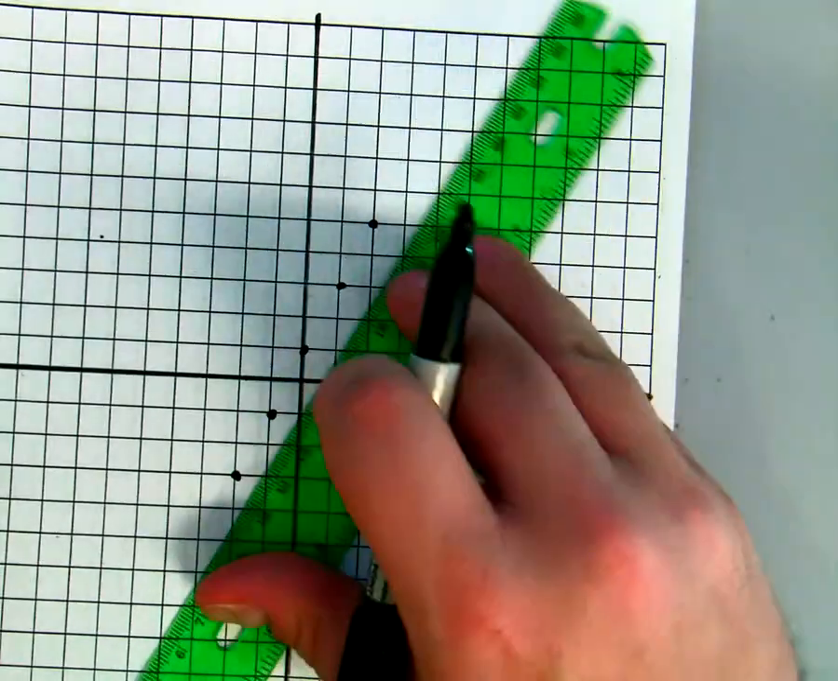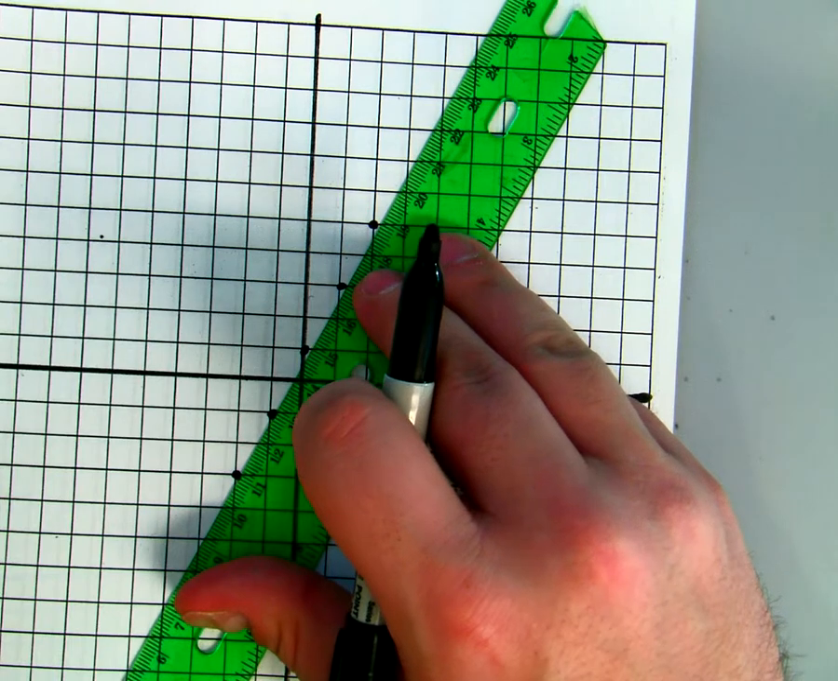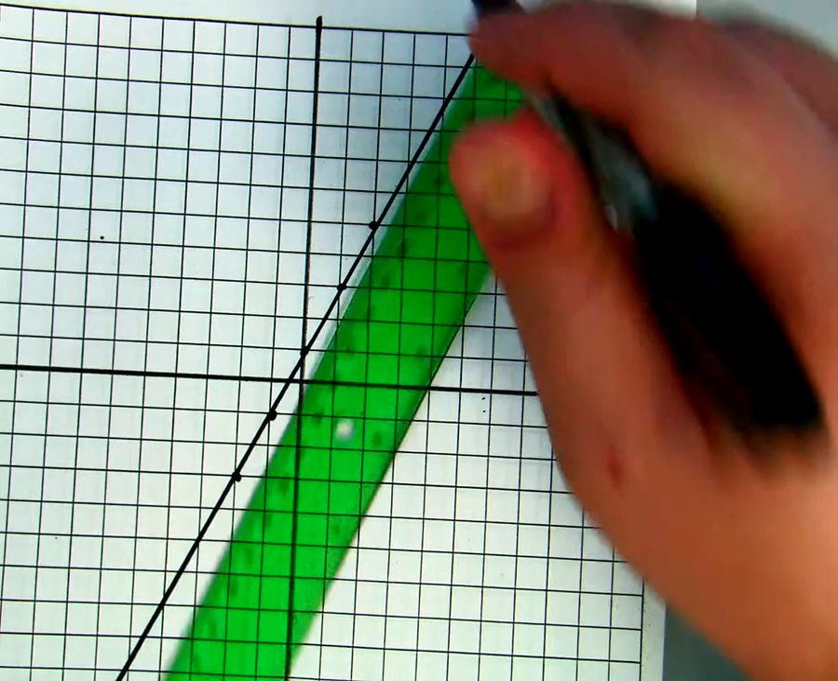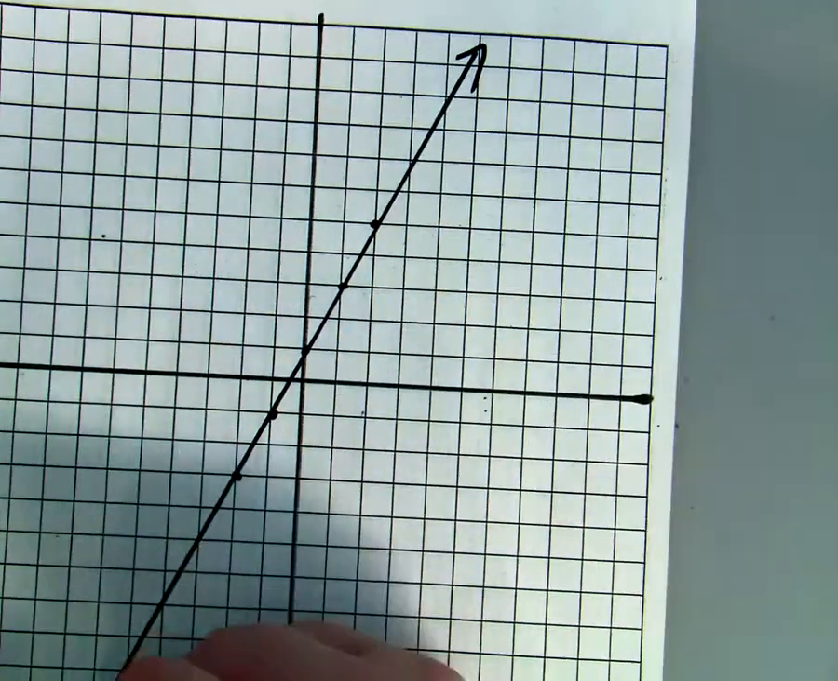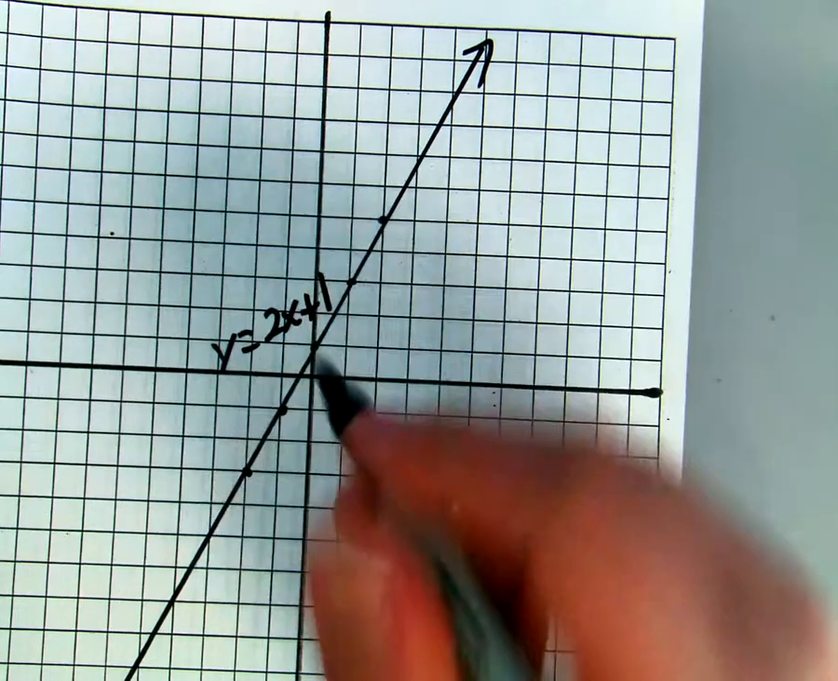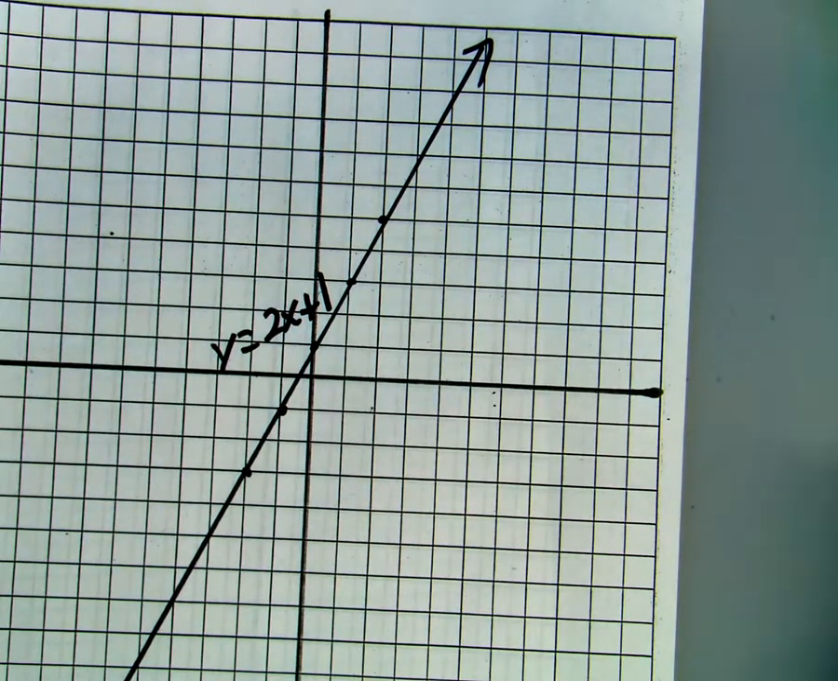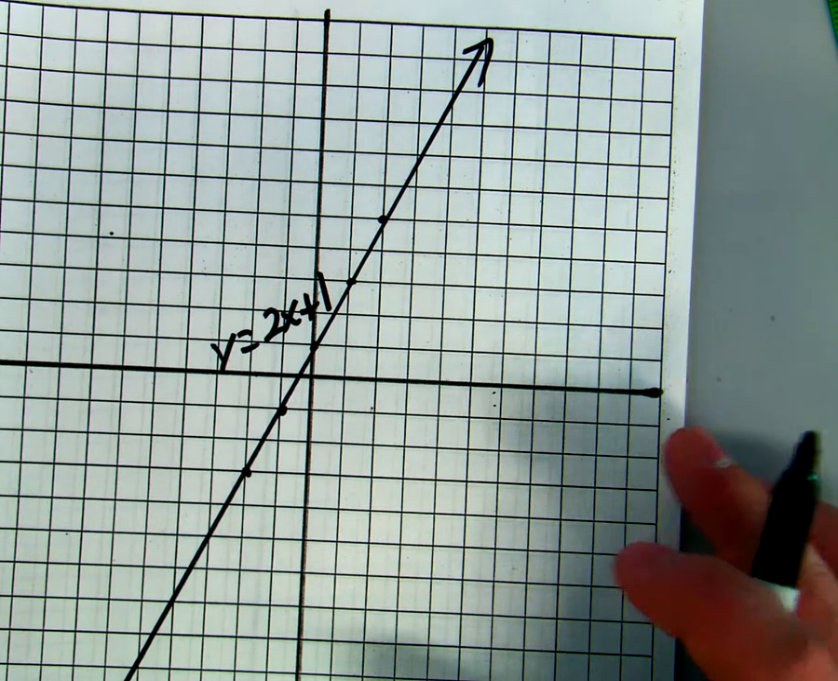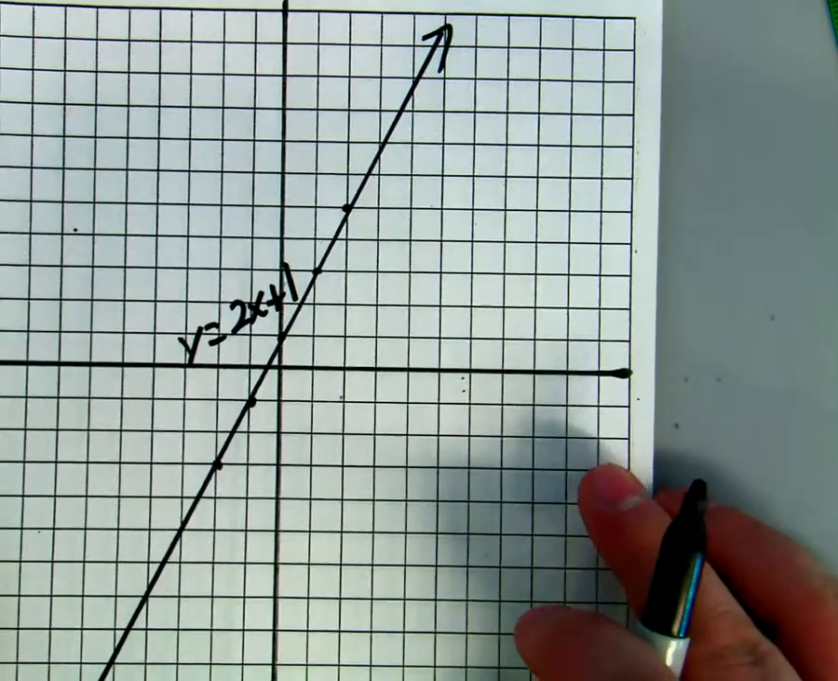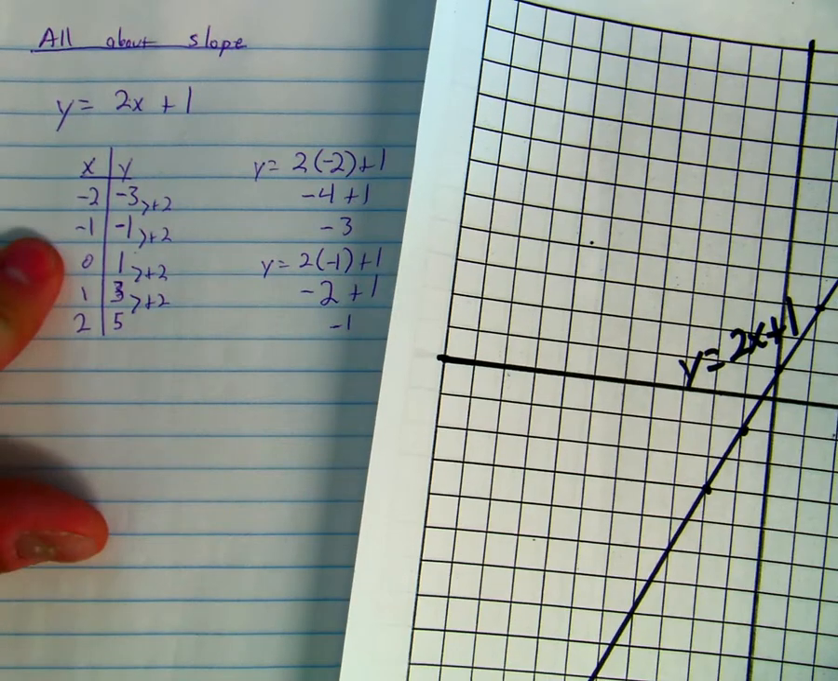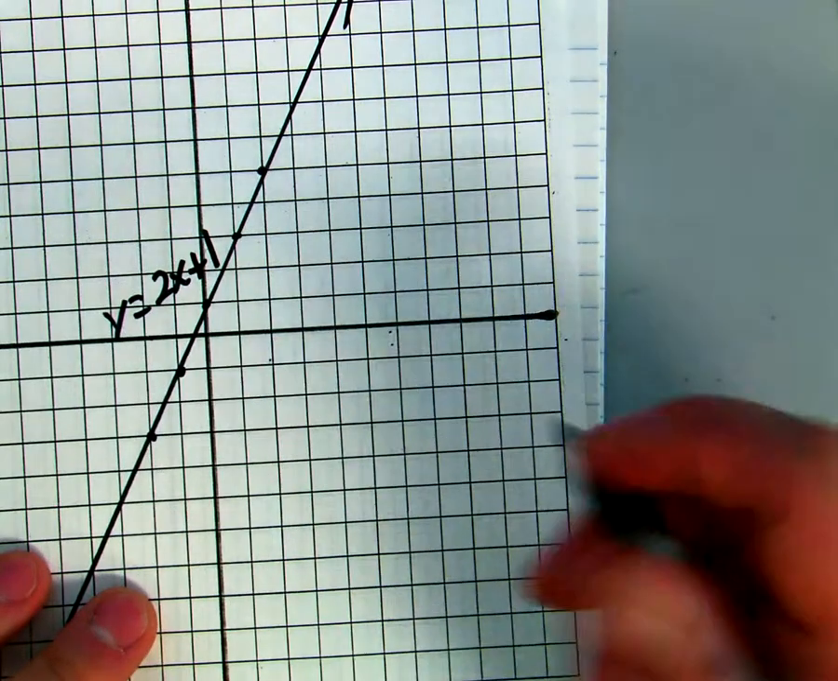Once I get all those points plotted, I can connect the dots. And this is our y equals 2x plus 1 line. Now, let's do a suspension of disbelief and assume that we don't know what the slope is, and I want to find out. If you recall, we can do it two different ways. We can either do the change in y over the change in x, or rise over run. So I'm going to show you rise over run again.